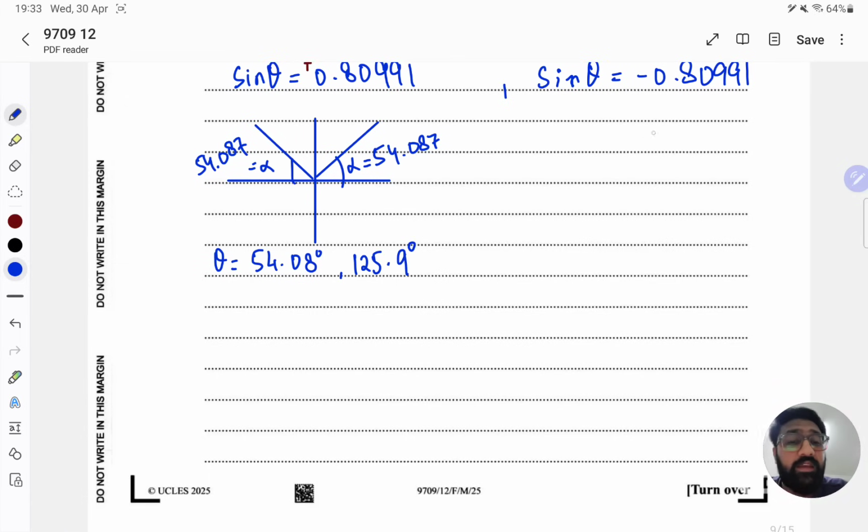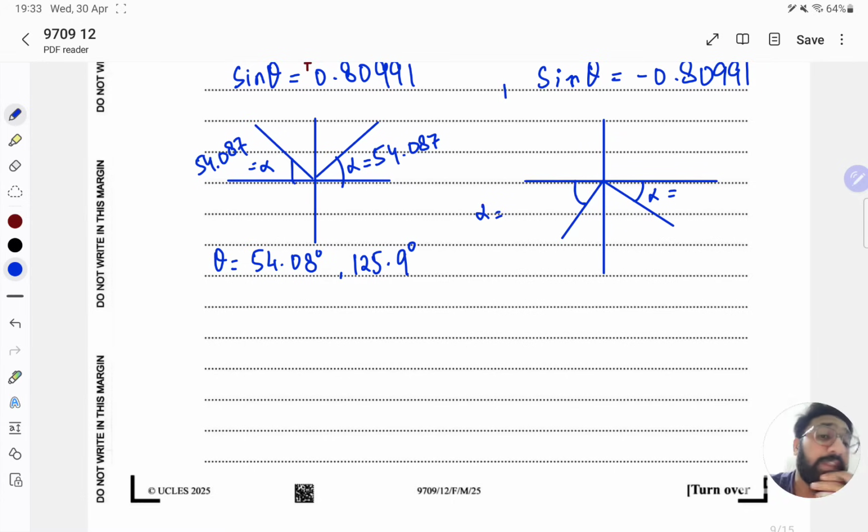125.9 degrees. Similarly, if I make another diagram for the right side, the sign is negative in the last two quadrants, so this and this. The value of alpha, we always find it without the negative sign, without any sign basically. So if I find the value of alpha, it will be 54.087, both sides.